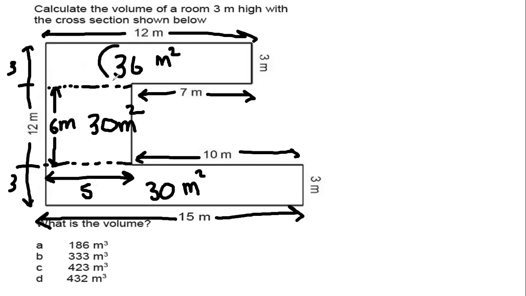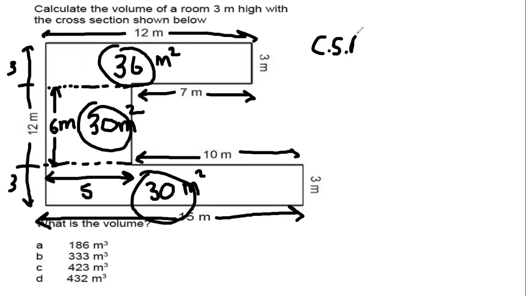What is the sum of these 3 values, please? What is that? 96? That's 96, not true? Yes. So the cross-sectional area is 96. So we need to multiply this by the what? The height or the length, which is what? 3. What is 3 times 96? 288.